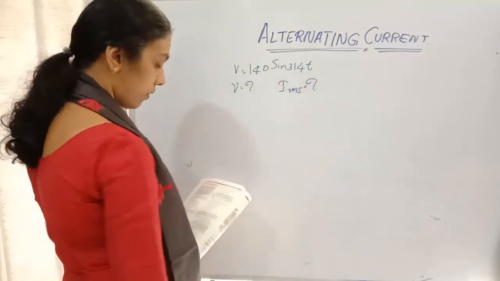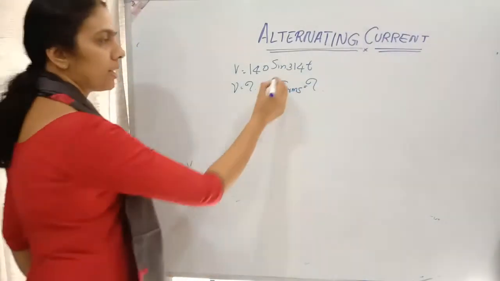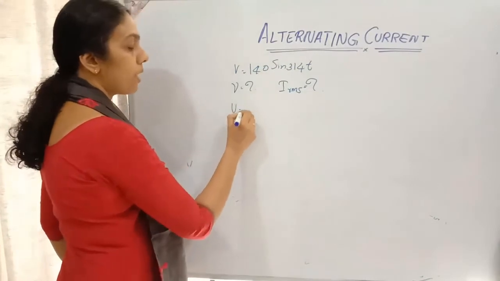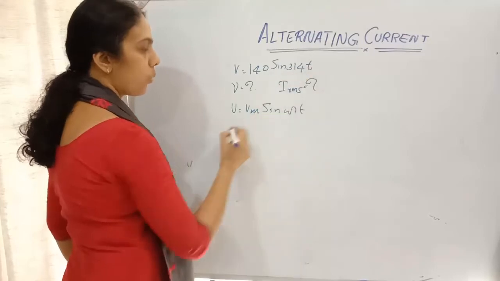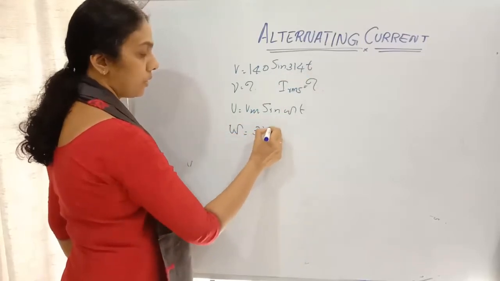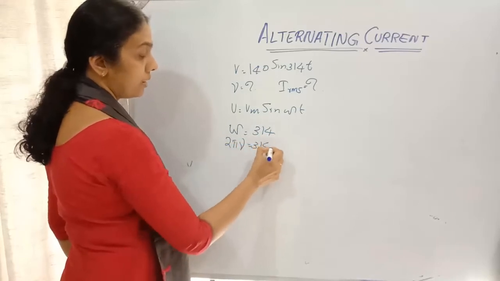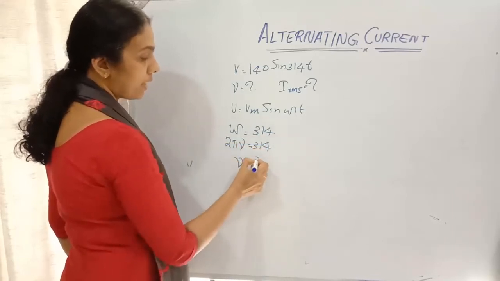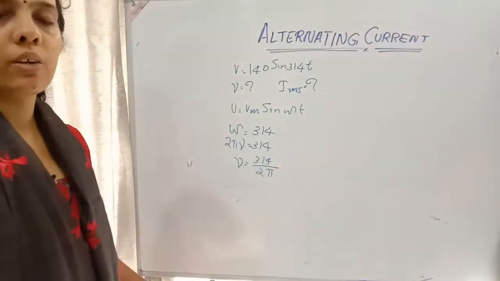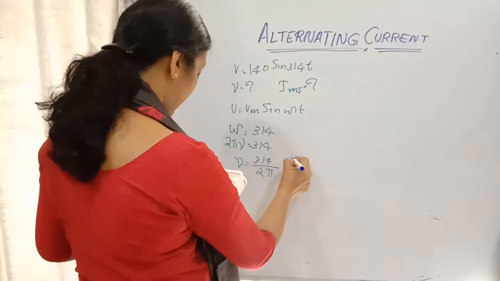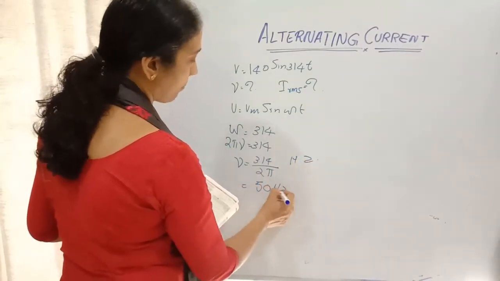Okay, the RMS value of current through the resistor, this is what we should find out. How can we find out the frequency? The formula we know is V equals Vm sine omega t. Here omega equals 314, so 2 pi into nu equals 314. So frequency equals 314 divided by 2 pi. You can find the frequency in hertz, and when you calculate, you will get 50 hertz.